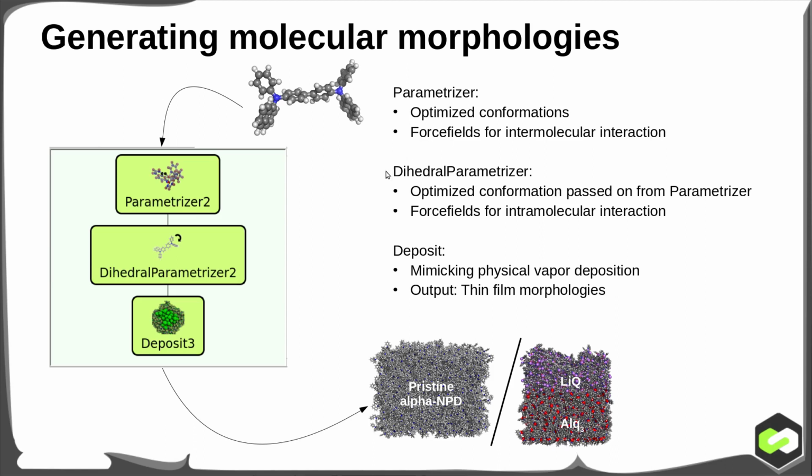The second module is the Dihedral Parameterizer module. Here we basically pass on the optimized conformations from the Parameterizer module and then compute the intramolecular interaction. So basically we allow for single dihedral rotations and compute the energy profile around these rotations and wrap it into, again, a molecule-specific force field. These force field parameters are then automatically passed on to Deposit, which I have explained in the last step, the protocol mimicking physical vapor deposition, and out we get, as illustrated below, the thin film morphologies.